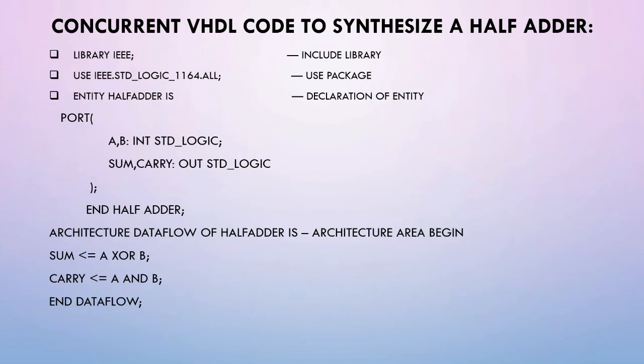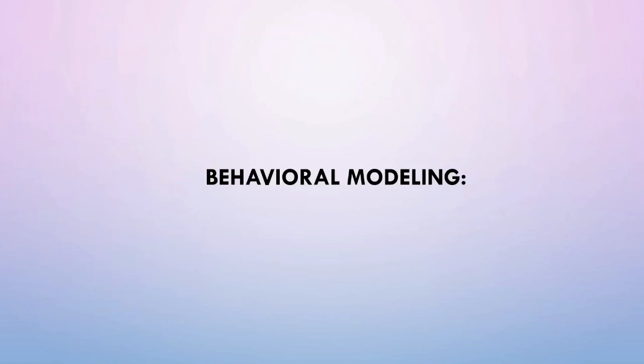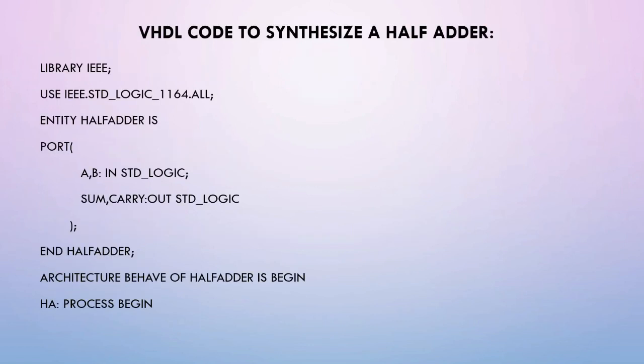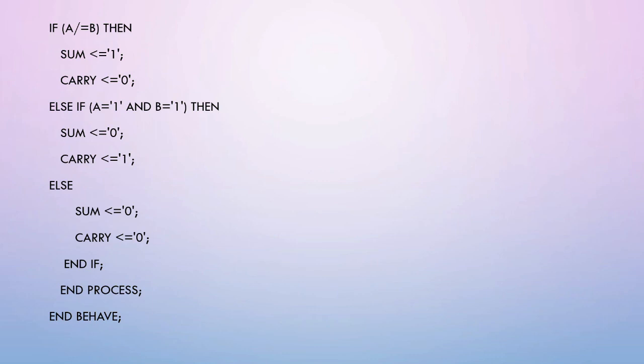So this is the code to synthesize the operator in VHDL. We can notice the normal code for VHDL and our data flow will be sum is less than or equal to a XOR b and k is less than or equal to a and b. Next, behavior modeling. This is also code to synthesize the operator. Next, these are the main syntax that we are using here: entity, process and begin.